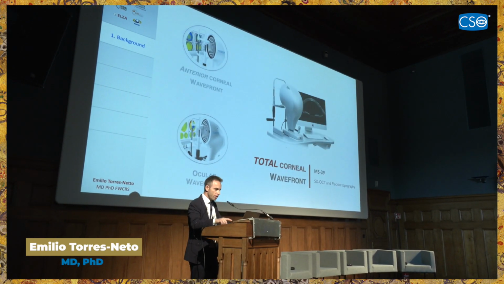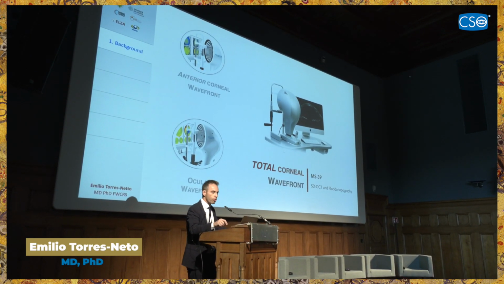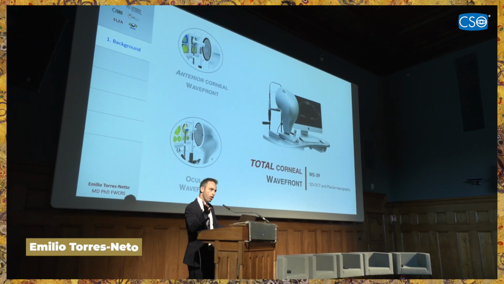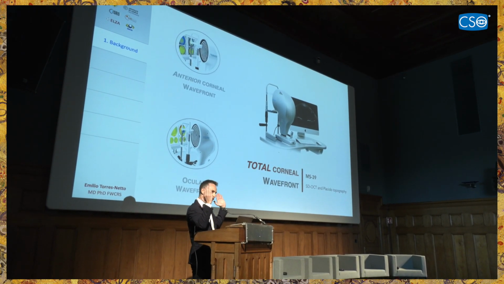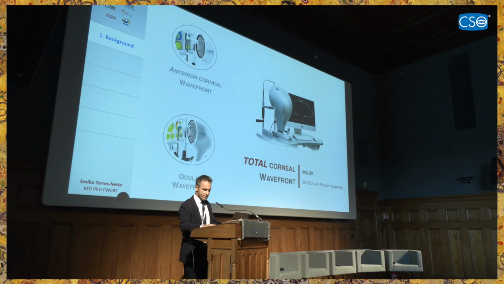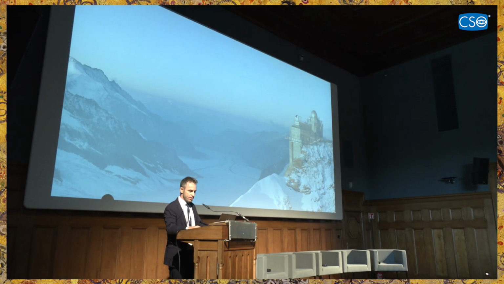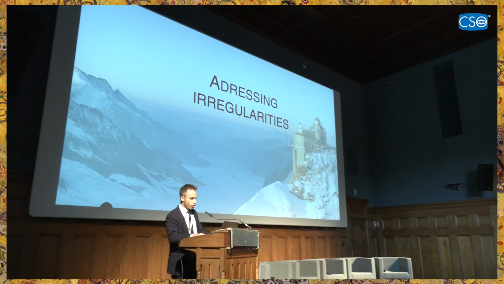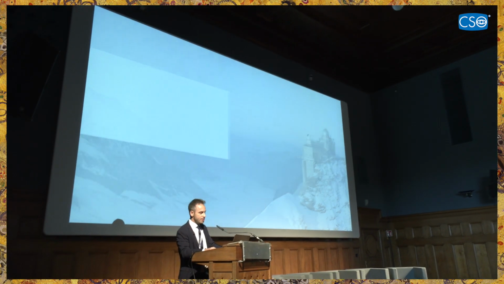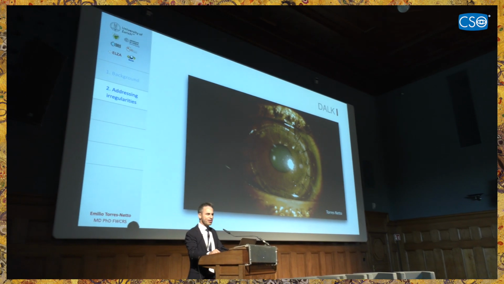But now, what we have is the total corneal wavefront. So it's not only the anterior surface, and not the whole eye. We can take the whole cornea as a measure thanks to the MS-39. So when we see those corneas with irregularities, some of them are keratoconus.